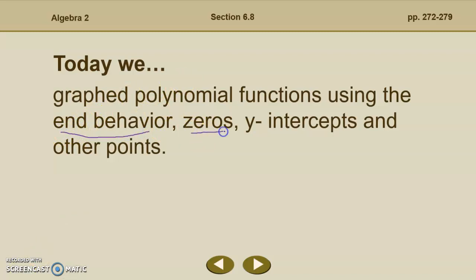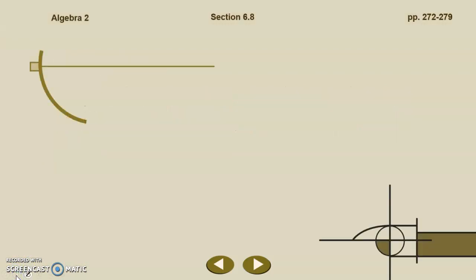Today we graphed polynomial functions using end behavior to help us know what the tails look like, zeros, those are your factors, y-intercepts, that's just your constant term, and other points. We found those 4 things to graph or sketch some polynomial functions. If you have questions, be sure to write those down and ask me next class.